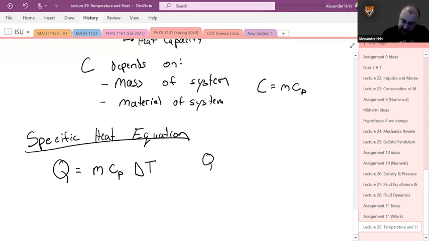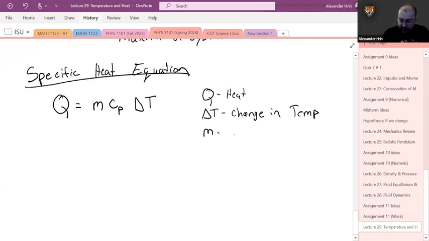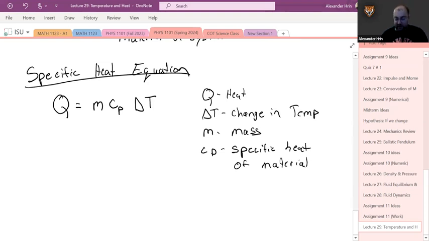But what you have here is, again, Q is still just heat. Delta T is the change in temperature. M is the mass. And then C sub P is what we call the specific heat of the material. And the idea is that the specific heat of the material is kind of like a material's density. It's unique to a particular material.